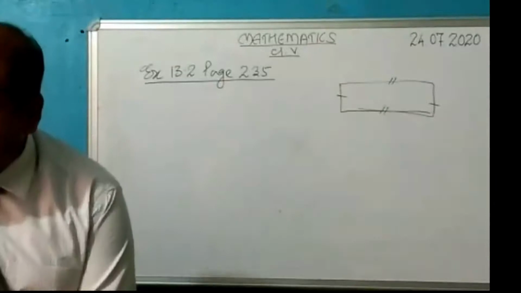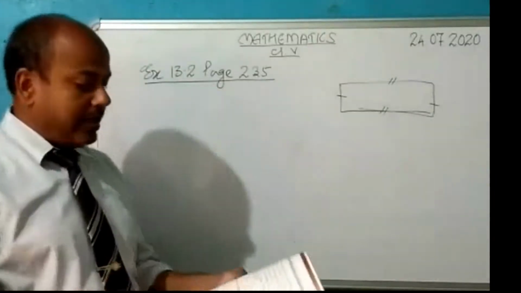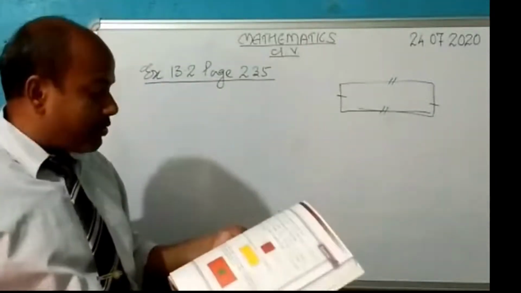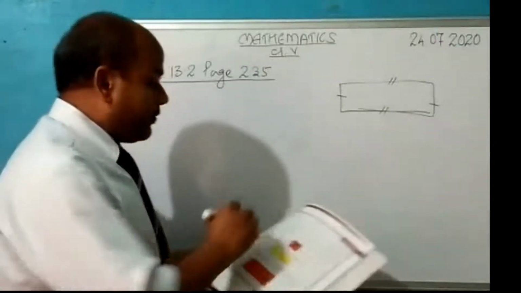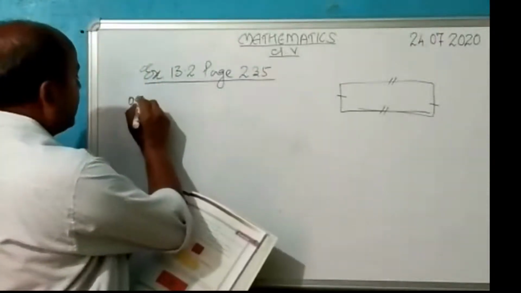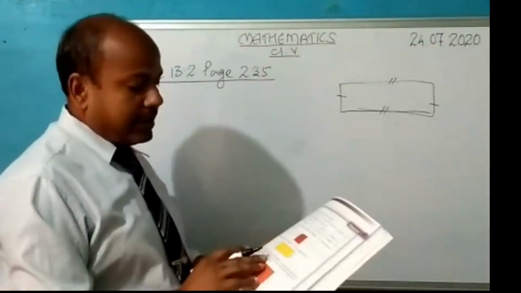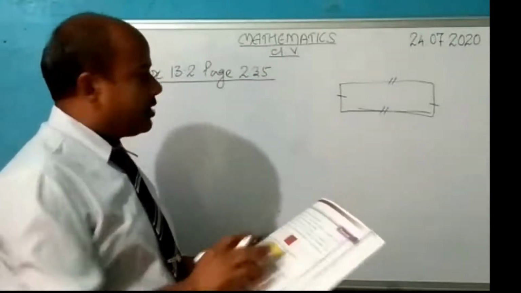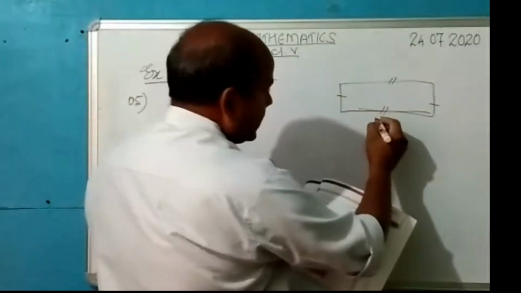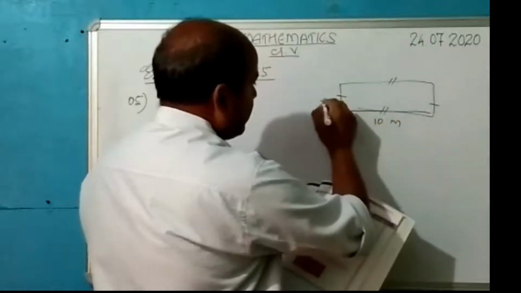Question number 5 is already a little hint is given there. Same picture is required. A rectangular field of length 10 meter and breadth 5 meter. So there is a rectangle whose length is 10 meter and breadth is 5 meter.